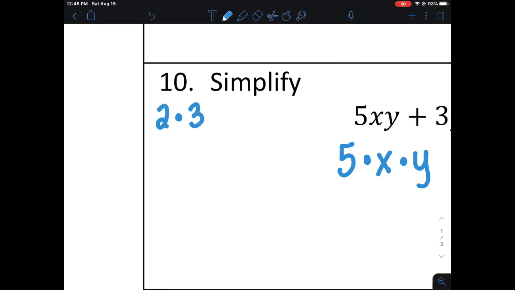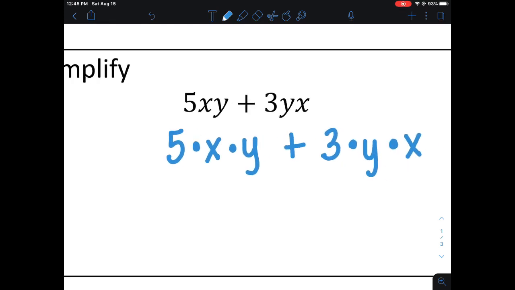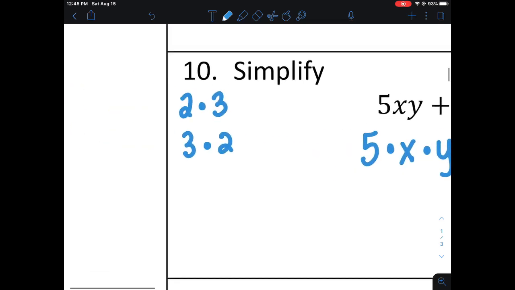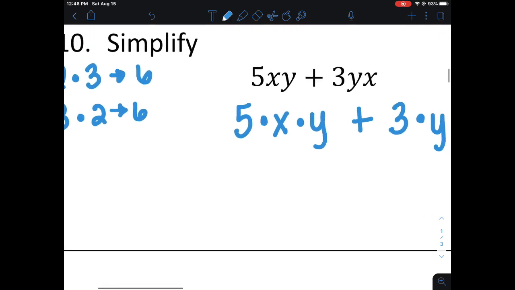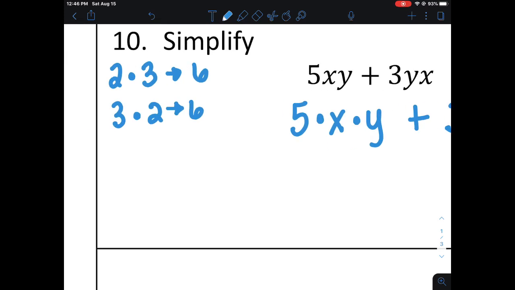Is 2 times 3 the same as 3 times 2? Does order matter when we're multiplying? Does it matter if I go 5xy plus 3yx? Does that make a difference? Well, let's see. Okay, so 2 times 3, that's 6. 3 times 2, also 6. So if you remember back, I don't know when you might have learned this, middle school probably. When you learned the rules of multiplication, you should have learned that order does not matter. It doesn't matter if you go x times y or y times x. You'll get the same answer in the end.